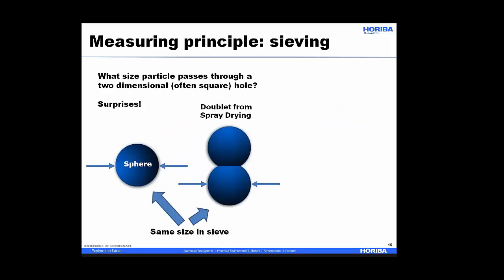There are surprises. So I talked about spheres. I mentioned this in the earlier slide. So I have a sphere, I look at the diameter. Great. Okay, I have all my spheres, that diameter sitting on the right sieve.